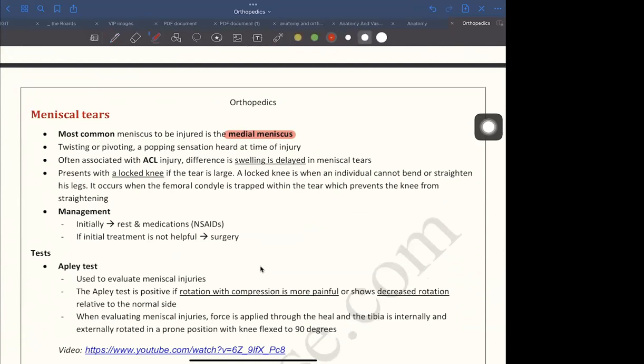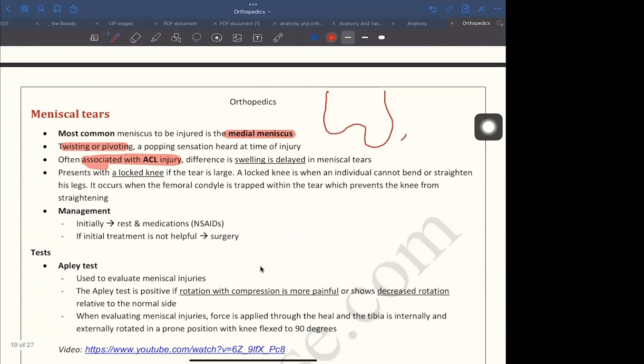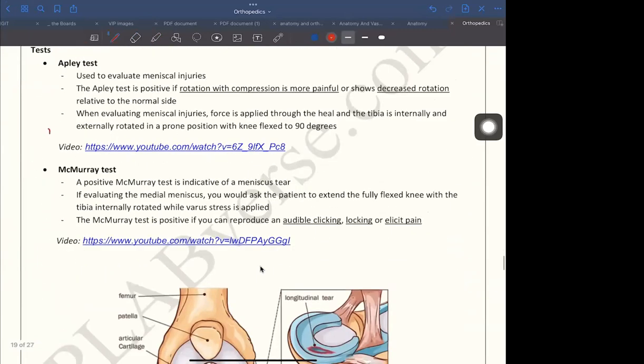So again, the most common meniscus to be injured is the medial meniscus, with twisting or pivoting or a popping sensation, often associated with ACL injury. And we mentioned the reason why, because the medial condyle is slightly lower than the lateral condyle. So when you have a hyperextension injury, this one is more likely to press down on the meniscus. Please watch the 2 videos.